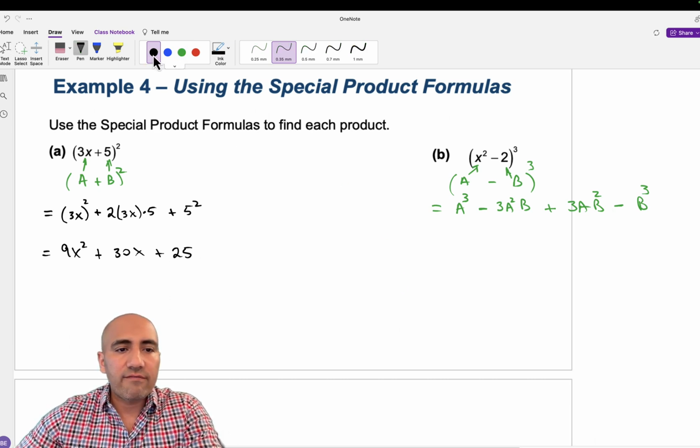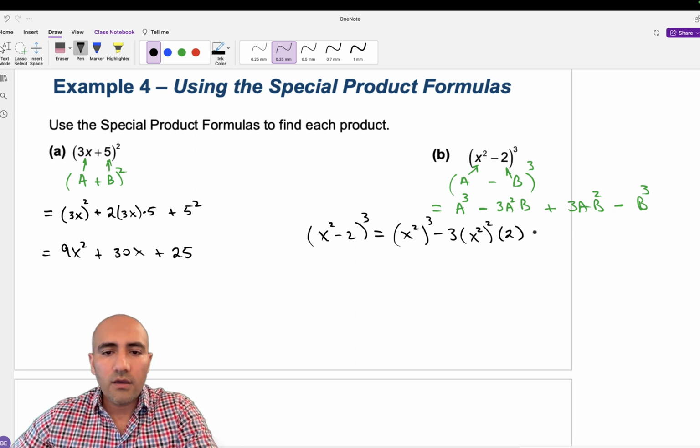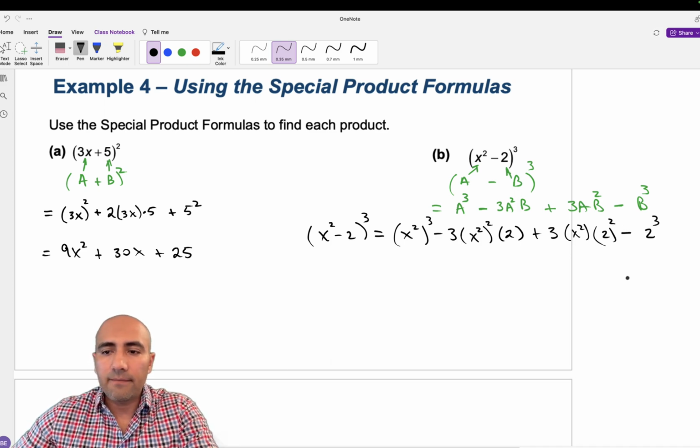So using that formula, we can say that this answer, (x squared minus 2) raised to the power of 3, then becomes (x squared) raised to the power of 3, minus 3 times x squared times 2, plus 3 times x squared times 2 squared, minus 2 to the power of 3.